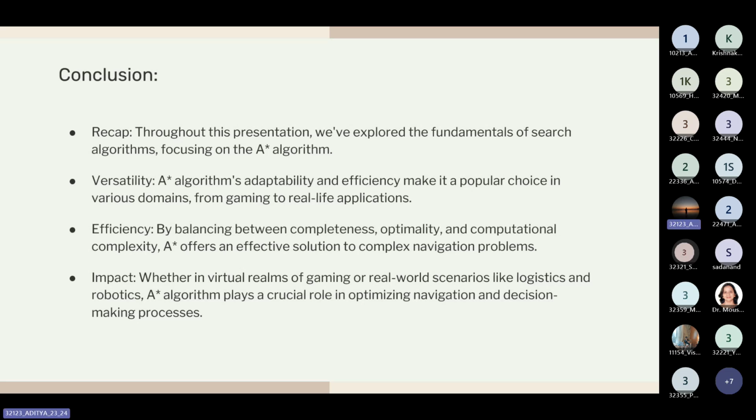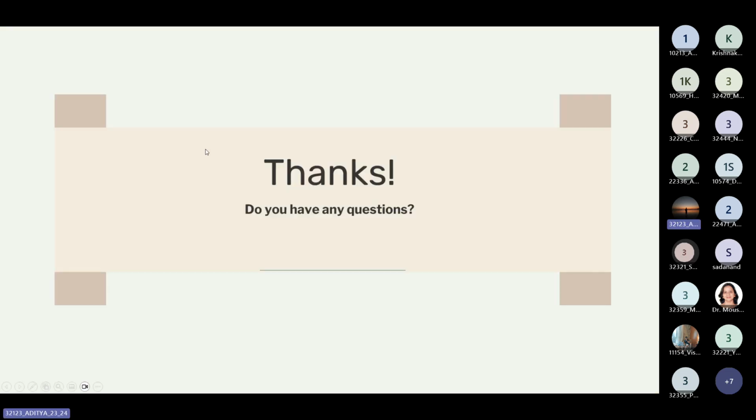And we also saw the impact of A-star algorithm, whether in the virtual world of gaming, in different online games and different scenarios, and in real life, in robotics, in logistics, in route finding. So these were the applications of A-star algorithm. So thank you. That would be all from my side, and I'm open for questions if you have any.